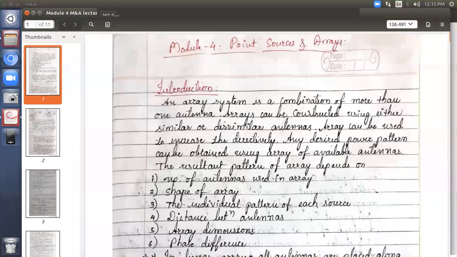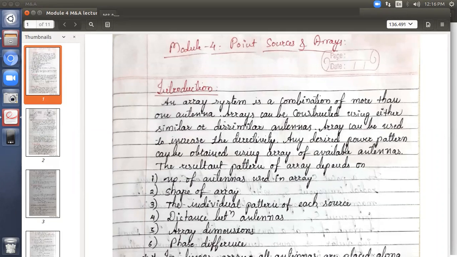Okay, good afternoon all. In this 20-minute session, let me give some introduction about point sources and arrays. So, what is a point source? A point source is nothing but an antenna. What are the different synonyms used for an antenna? It can be a point source. Sometimes an antenna can also be called a reflector, and one more word that is frequently used for antenna is radiator. All these mean the same: point source, radiator, reflector, antenna.